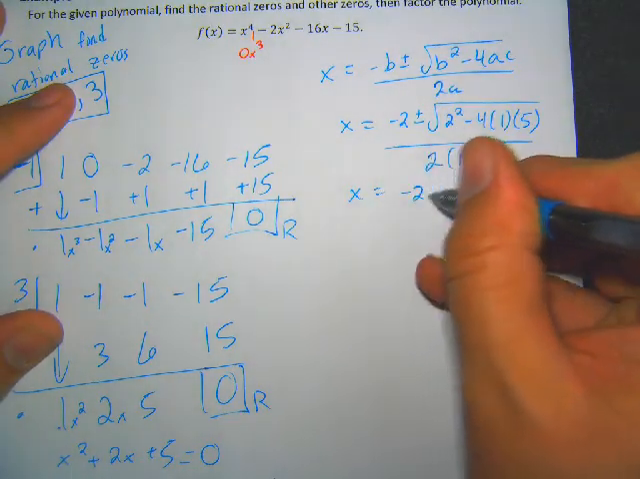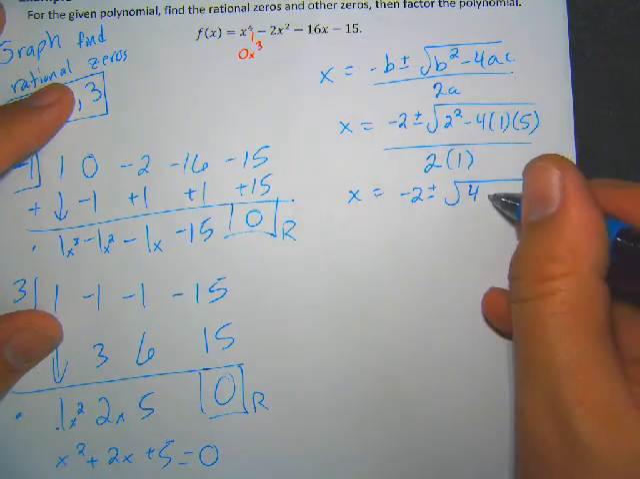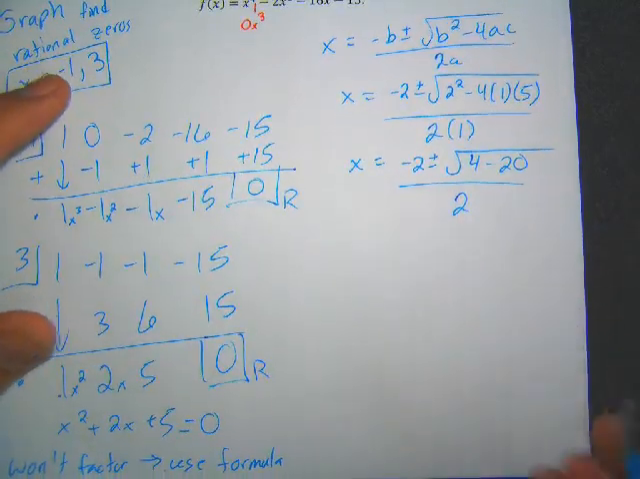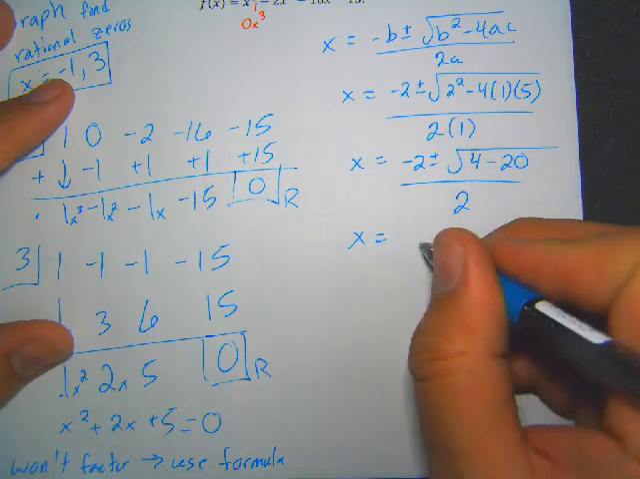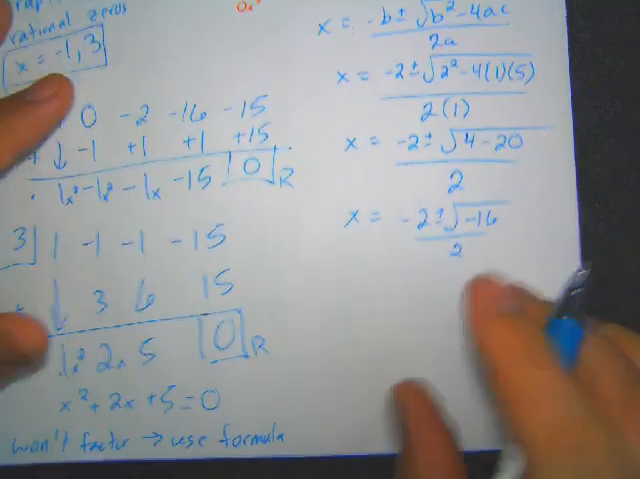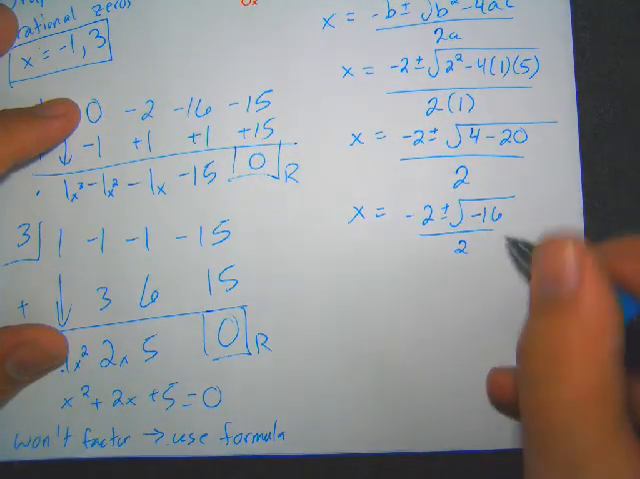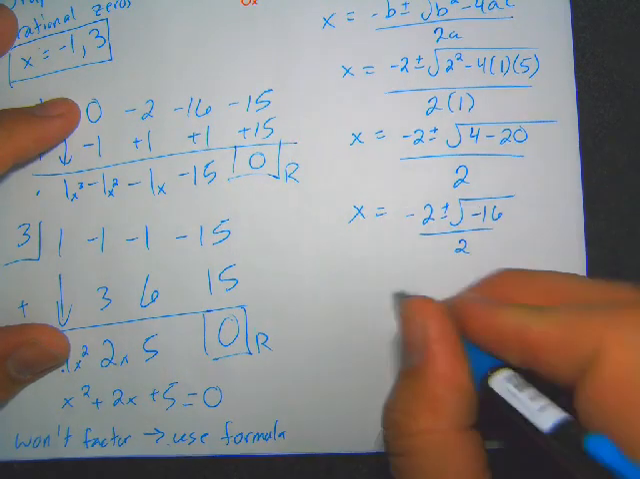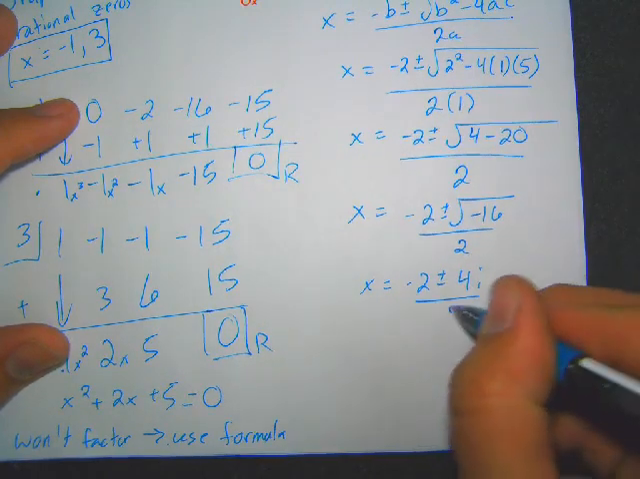So I got -2 plus or minus 2 squared is 4, 4 times 1 is 4, times 5 is 20, so minus 20, over 2 times 1, which is 2. Here, 4 minus 20, you get negative 16. So negative 2 plus or minus root negative 16, all over 2. Remember with the root of a negative, that's where i's come from. That's an imaginary number. So we're going to split it up into the square root of negative 1, which is i, and the square root of 16, which is 4. So this will become x equals negative 2 plus or minus 4i, over 2.